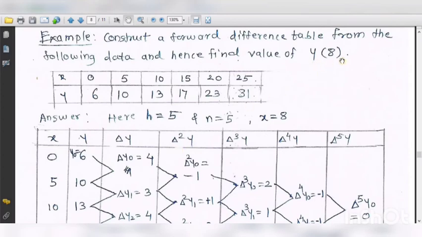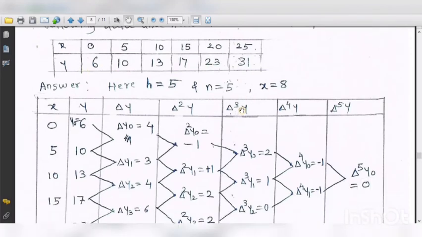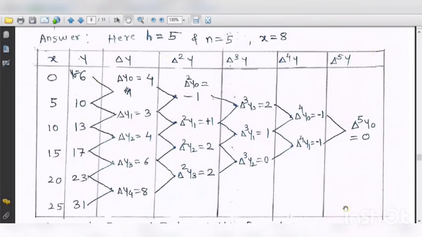Now y8 means f of 8, that is x equal to 8. So here is the data. Now you can see this table. I will not explain this table again, so you know now how to calculate it.